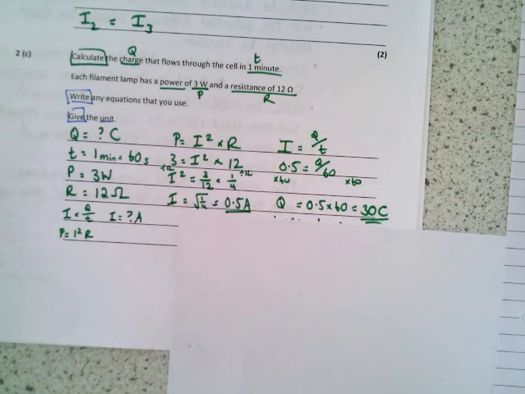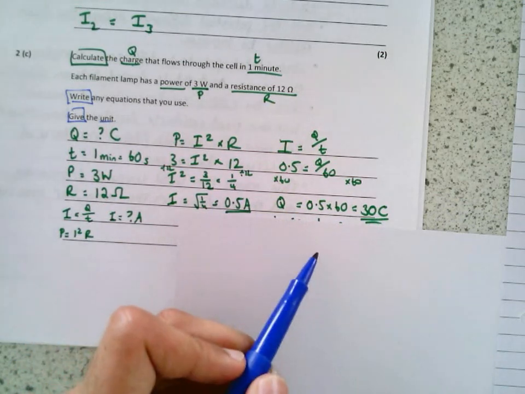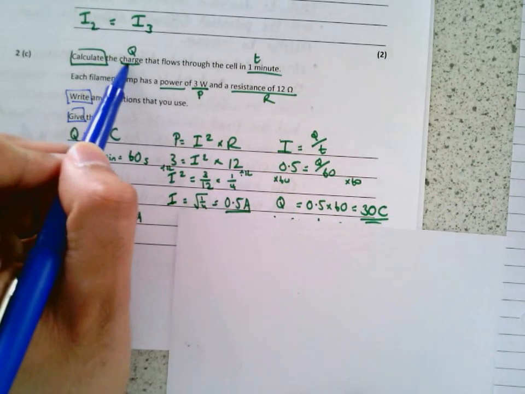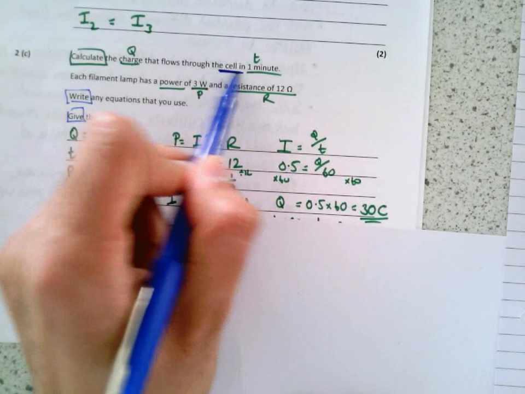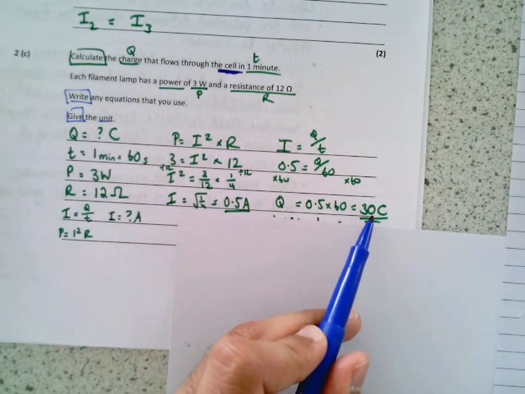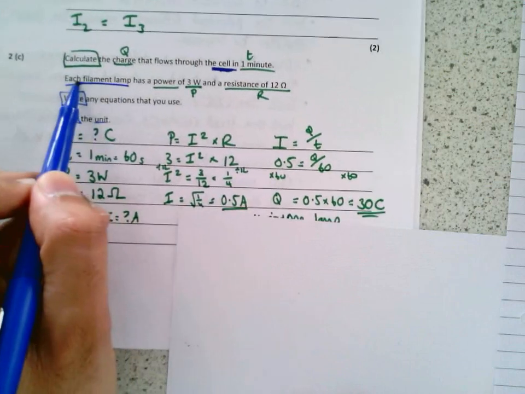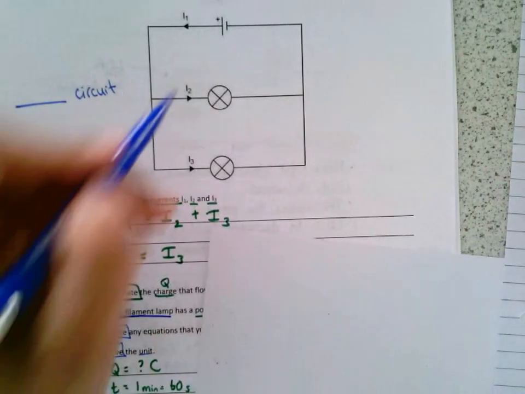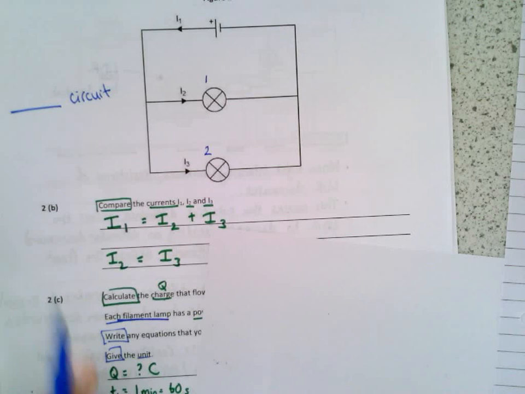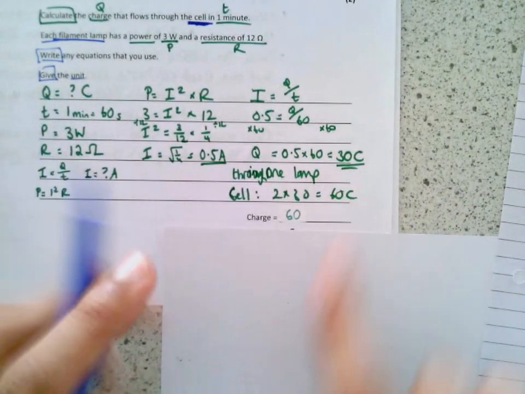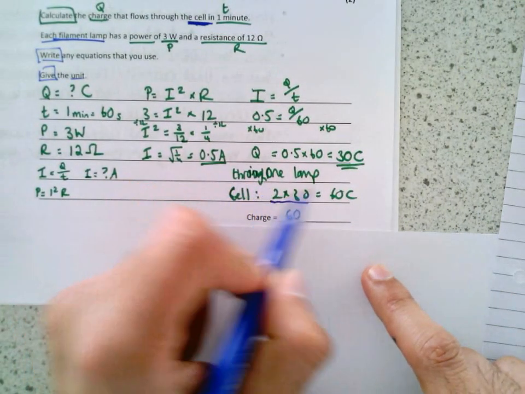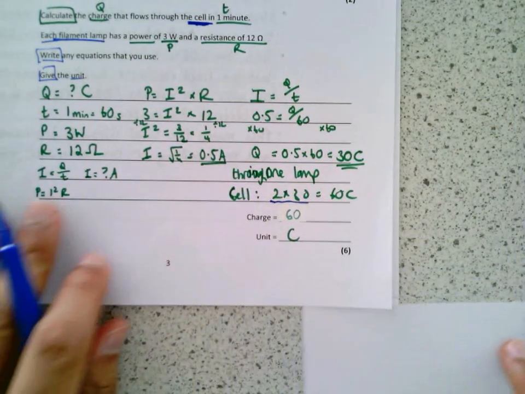However, my answer is not finished yet, because the question is asking me for the charge that flows through the cell in 1 minute. I have only calculated the charge flowing through each lamp, and there are 2 lamps in total, lamp 1 and lamp 2. So I need to double the charge from 30 to 60 coulombs.